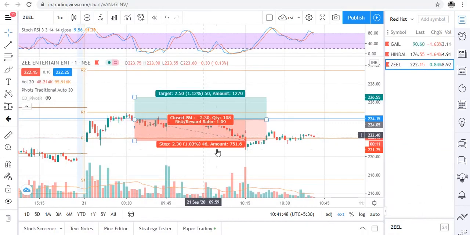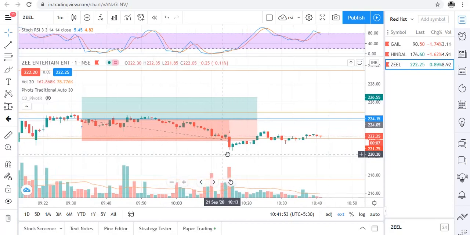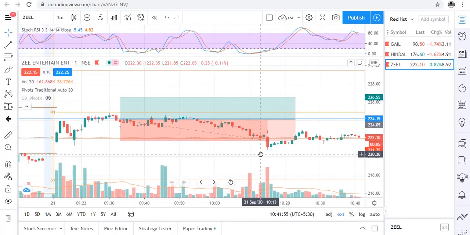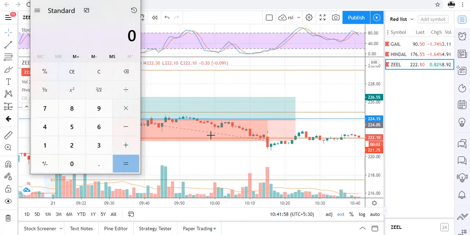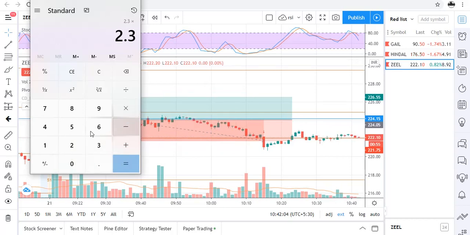So traders, as you can see here, our stop loss got triggered, but it's okay, we accept the loss. Now let's calculate our today's loss. So our today's loss points were 2.30 and our quantities were 50. So our today's loss is 115.